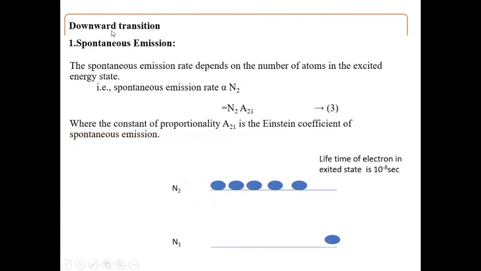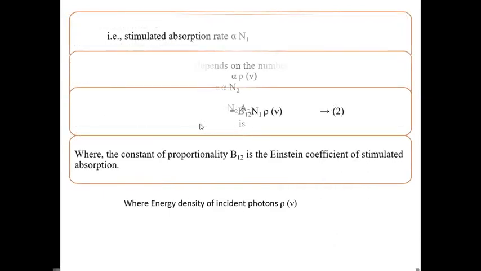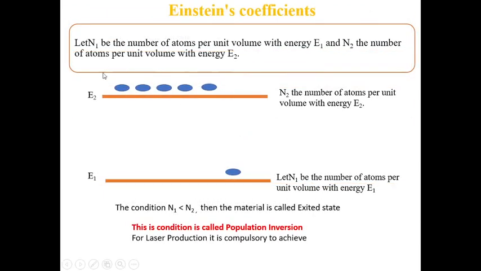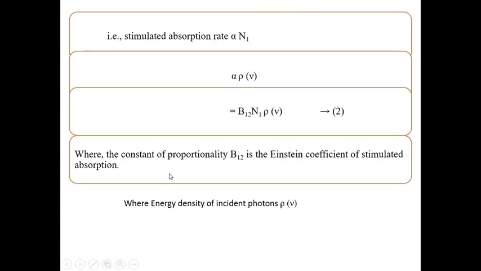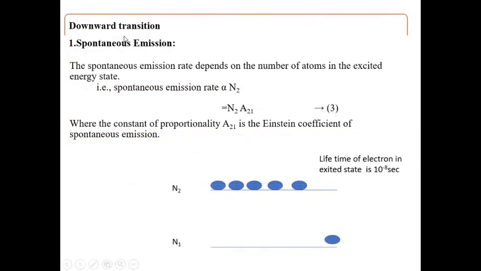Next, downward transition. Here you can see all the atoms have reached the excited state. Now what happens? They will come to ground state gradually, depending on the situation. They will come to ground state by two methods, that is spontaneous emission transition and stimulated emission transition. So this is called downward direction transition.